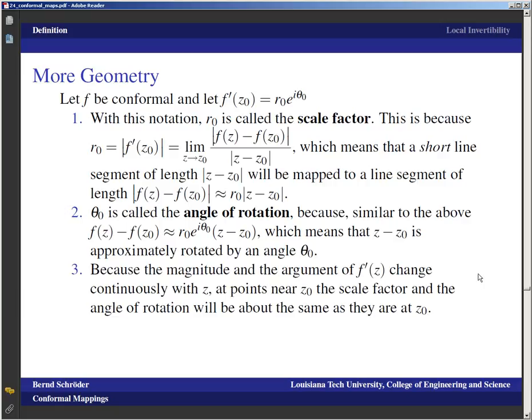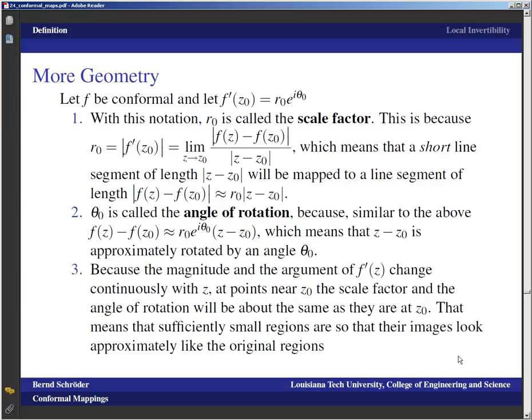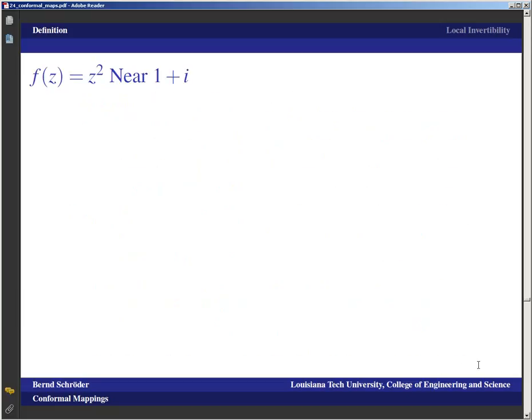Okay, because the magnitude and the argument of the derivative change continuously with z, at points near z0 the scale factor and the angle of rotation will be about the same as they are at z0, and that just reinforces that a short line segment will be mapped to approximately a line segment again, because the scale factor and the angle of rotation are very close to the same, as long as we don't get too far away from the point that we're investigating. So that means sufficiently small regions have images that look approximately like the original regions, just scaled and rotated.